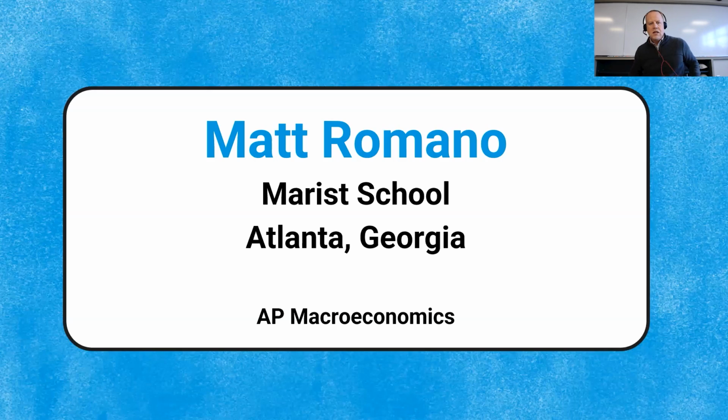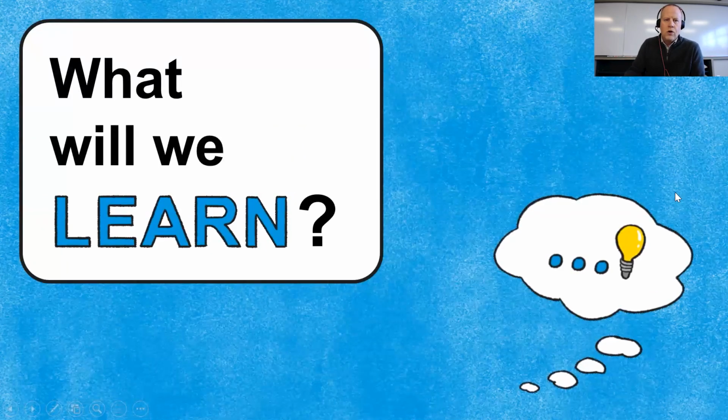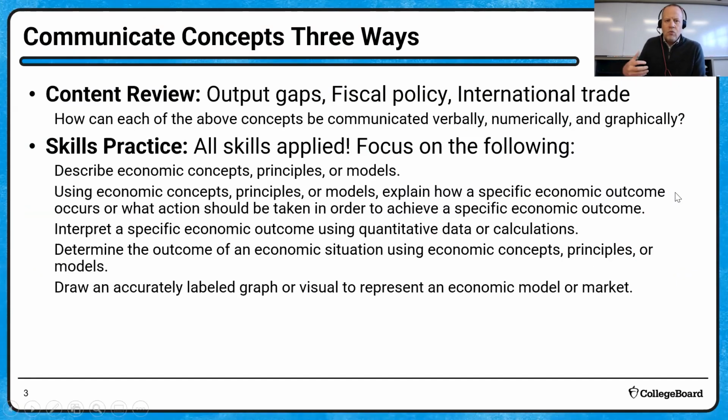Let me share my screen here and get things started off on an official capacity. Once again, my name is Matt Romano, and I'm coming to you from Atlanta, Georgia at Marist School. And as I said, what we're going to learn today is how we can express various concepts in three different ways. The concepts we're going to focus on are output gaps, fiscal policy, and international trade. It's not to say those are the only ones, but they're so obvious and so applicable in terms of expressing them three different ways that I thought it would be a good place to start the conversation in terms of how we do this.